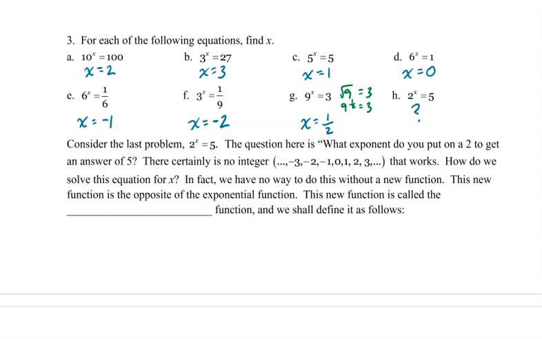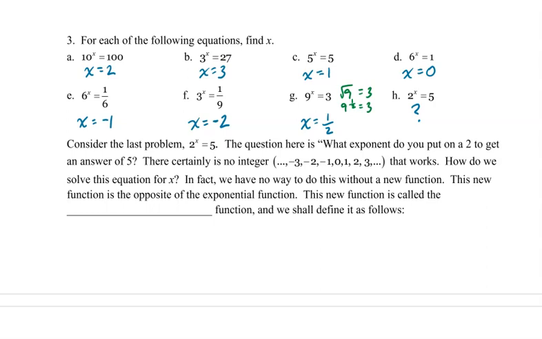And honestly, we don't have the tools to deal with this one yet. That's not something that you can just easily pull out of your head. This one's going to be a kind of nasty number. It's not going to be just a fraction or anything like that. Right? So consider that last problem, 2 to the x equals 5. The question here is, what exponent do you put on a 2 to get an answer of 5? There's no integer that works, so how do we solve?